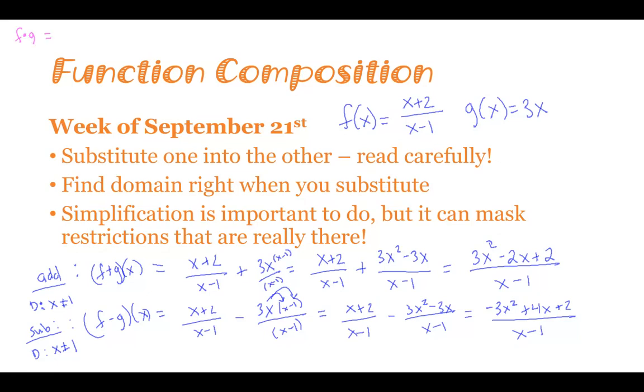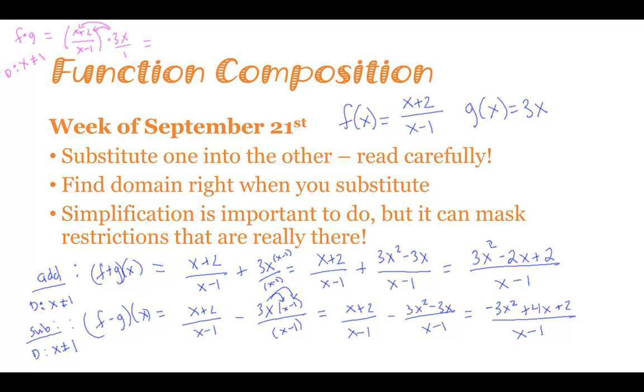When I multiply them, x plus 2 over x minus 1 times 3x. Domain. Oh my goodness. Who would have thought x can't equal 1? You don't need a common denominator for this. Just make sure that you distribute that 3x to both terms in the numerator. It's basically like it's over 1 and you're multiplying straight across.